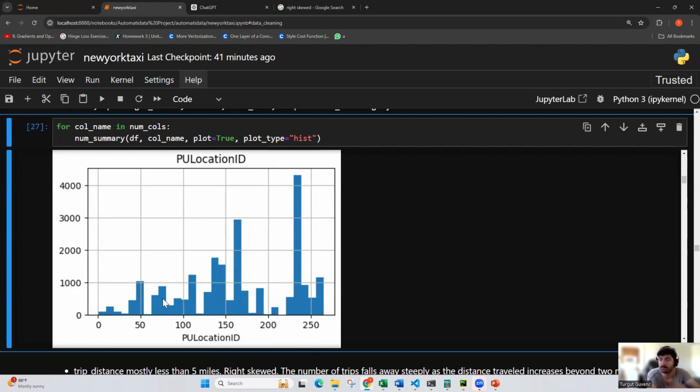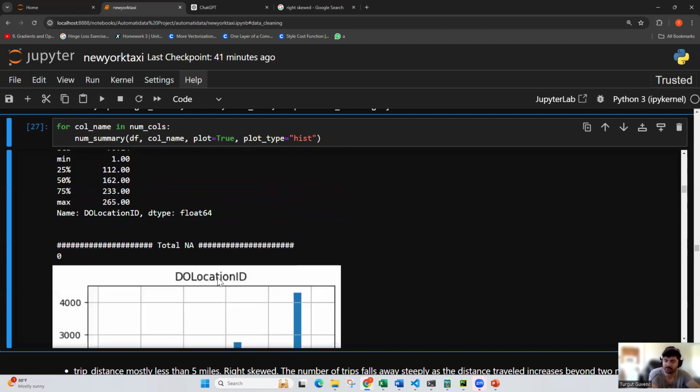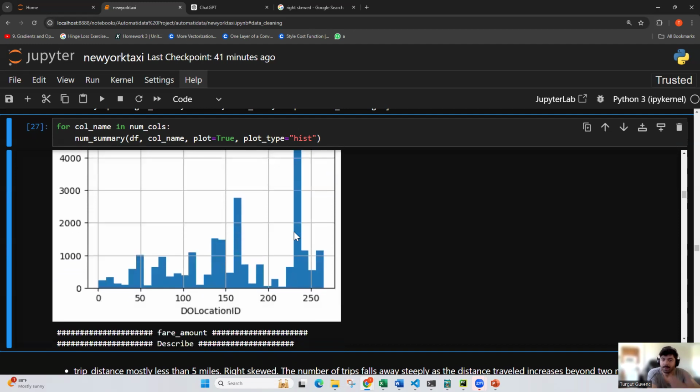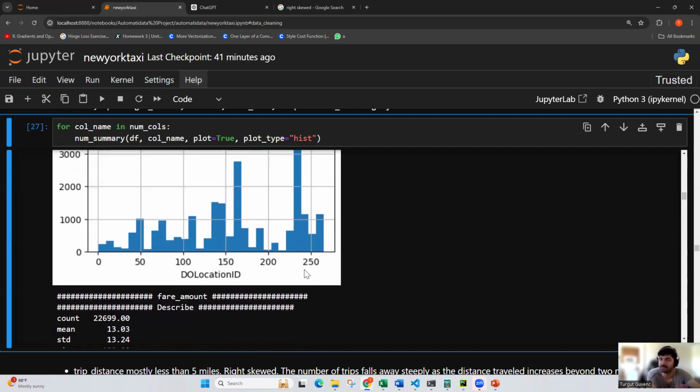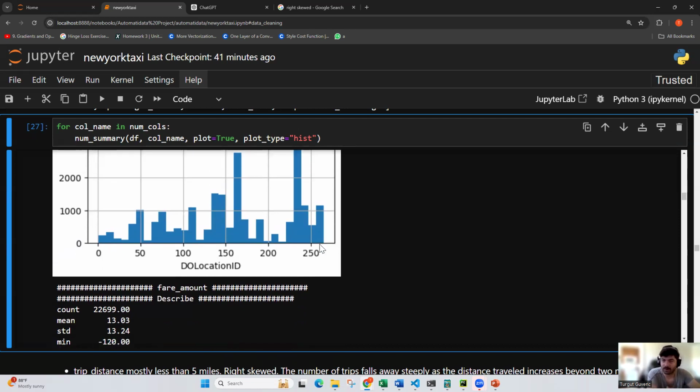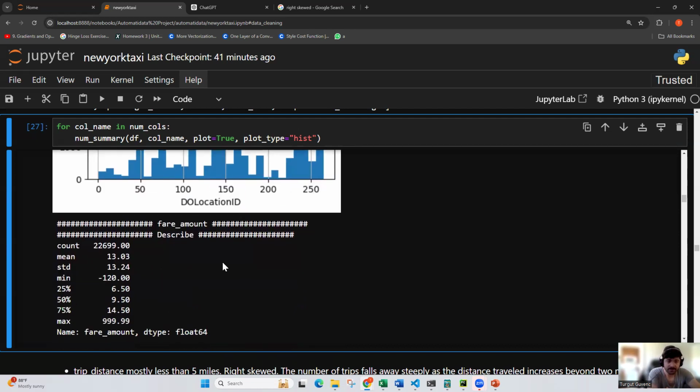Probably we will see the same pattern in the drop-off location. Yes, the same thing we are observing. That means there is probably the Long Island area or Manhattan, and we are observing very busy traffic. You can say that exactly if you understand the data set. It's a business case, as is the fare amount.